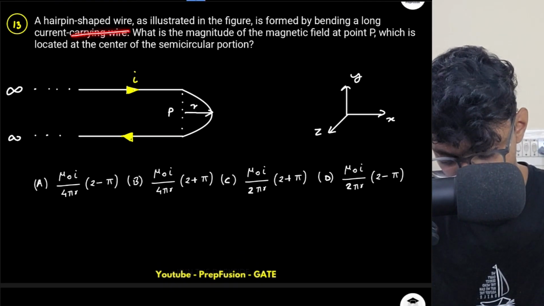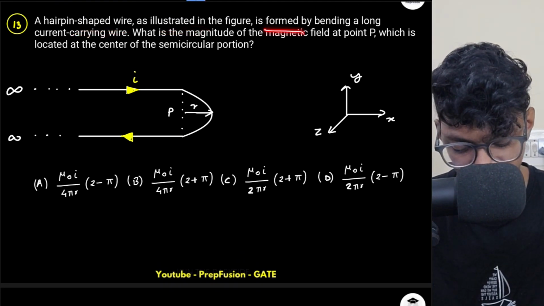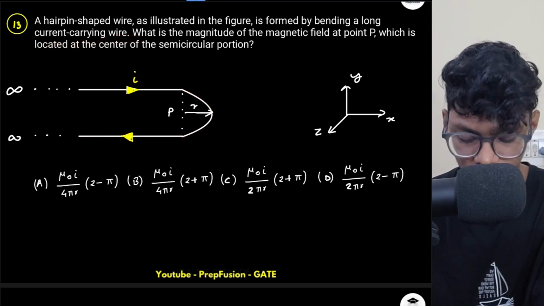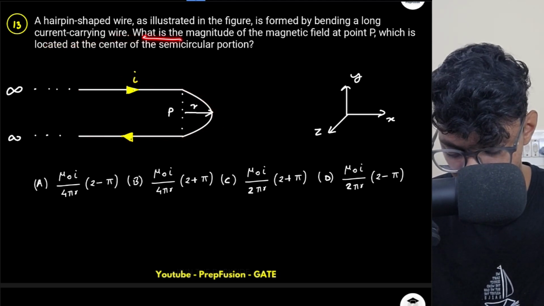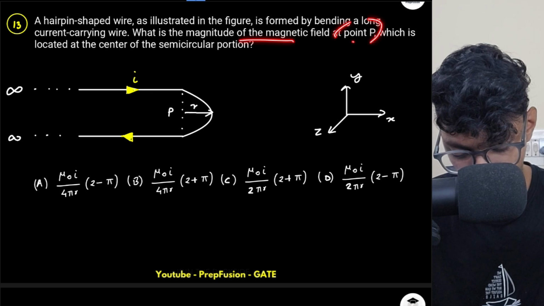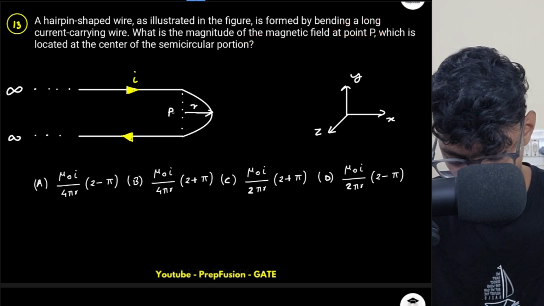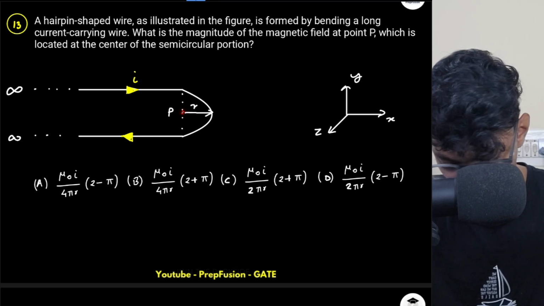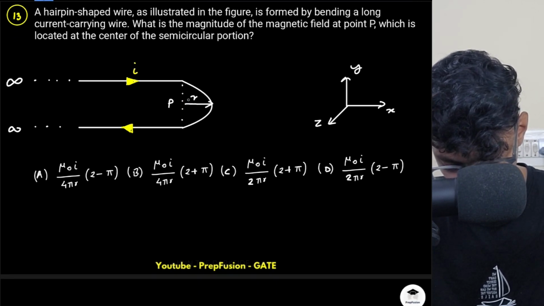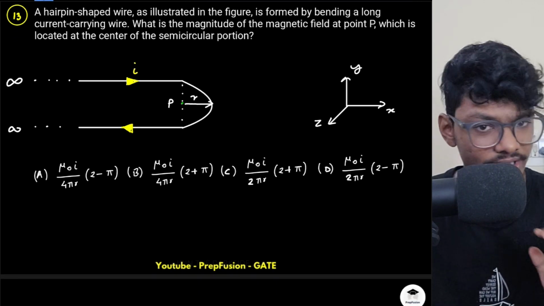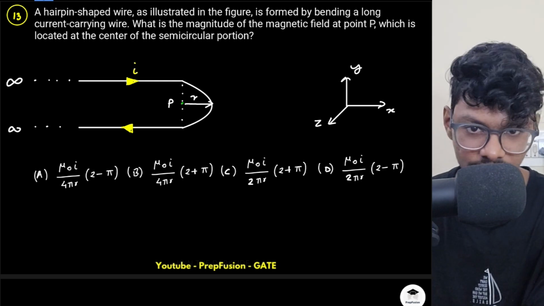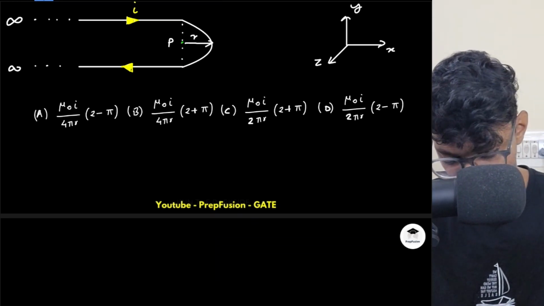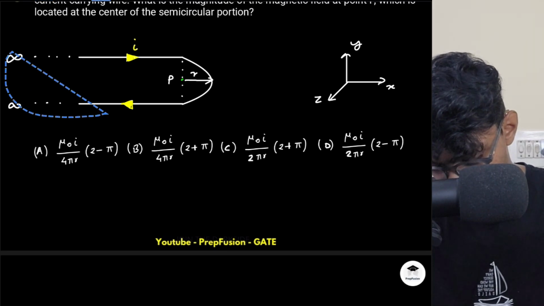So a hairpin shaped wire as illustrated in the figure is formed by bending a long current carrying wire. What is the magnitude of the magnetic field at point P, which is located at the center of the semicircular portion? So at this point, what is the magnitude of the magnetic field? How do I find out? So again, magnetic field follows superposition just like electric field. So I can simply add individual bits, right? So I can break this down now.